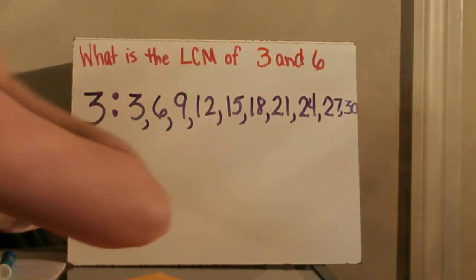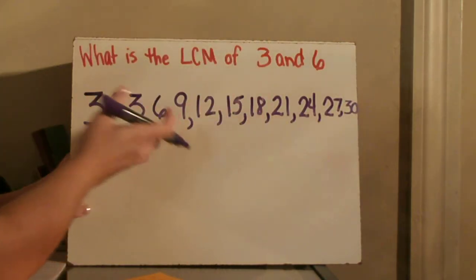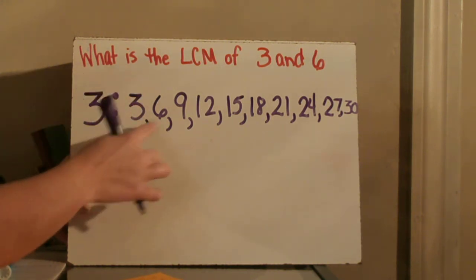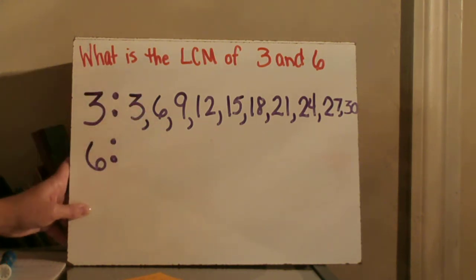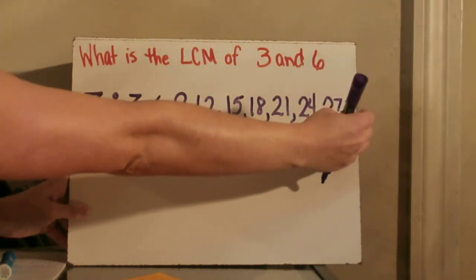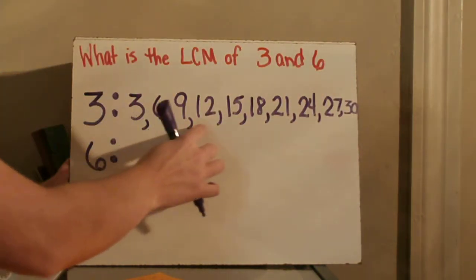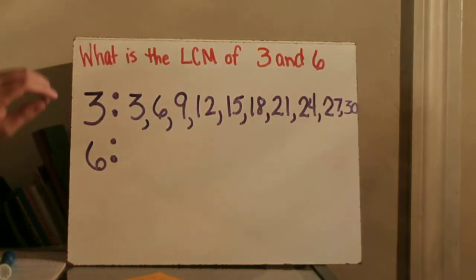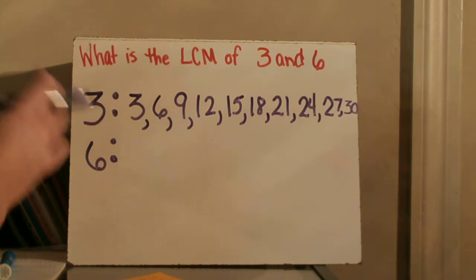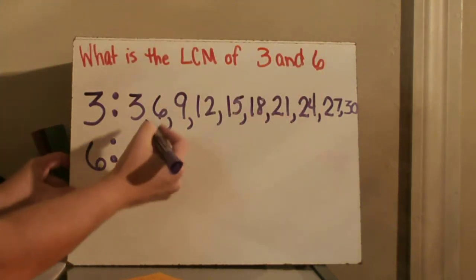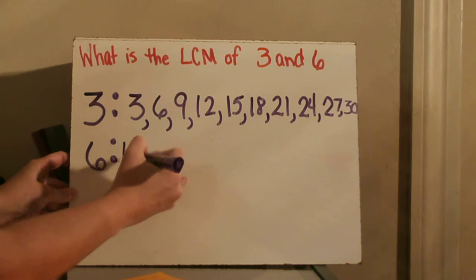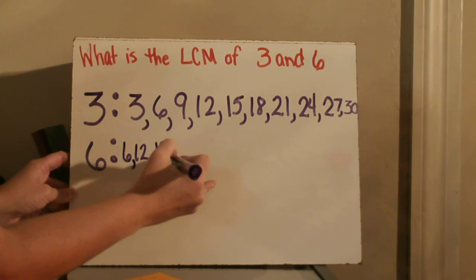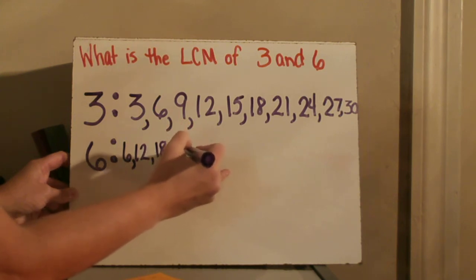Notice when I listed the multiples, I only listed the answer I got when I multiplied 3 by another number. So the first 10 multiples of 3 are 3, 6, 9, 12, 15, 18, 21, 24, 27, and 30. Now I'm going to list the first 10 multiples of 6. 6 times 1 is 6. 6 times 2 is 12. 6 times 3 is 18. 6 times 4 is 24.